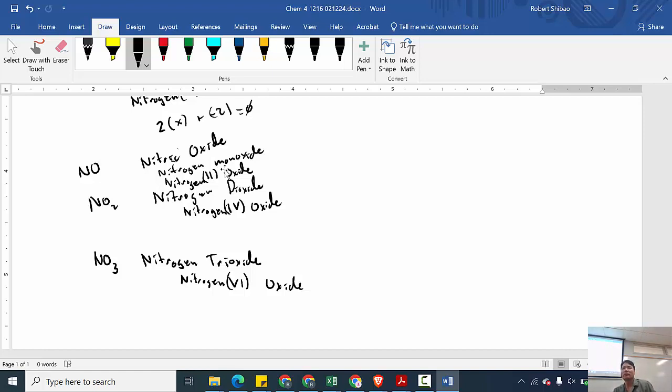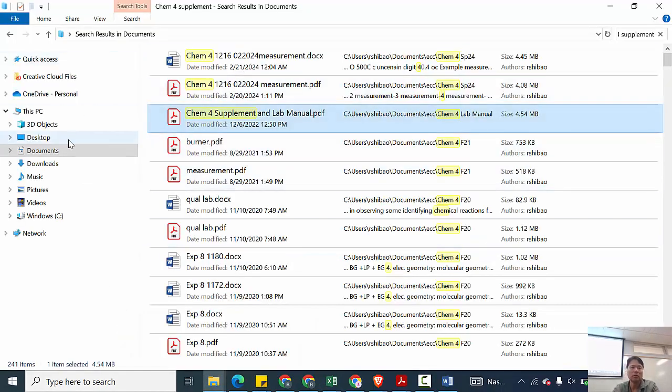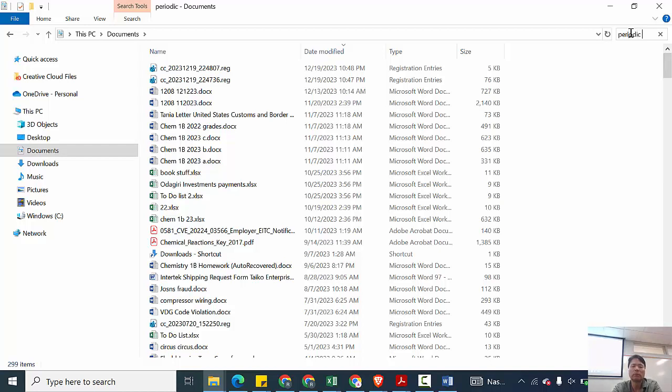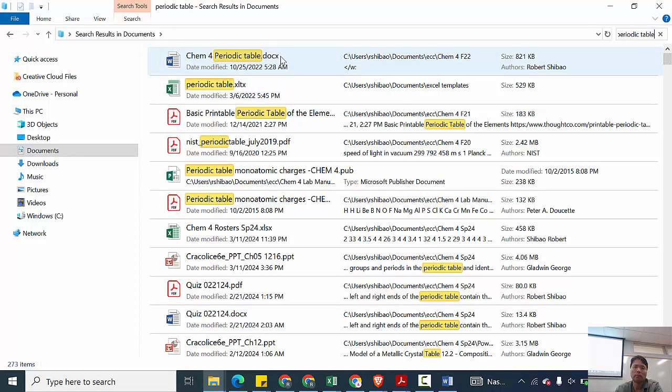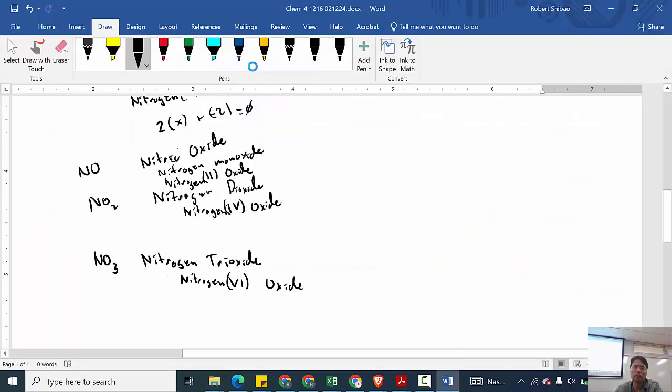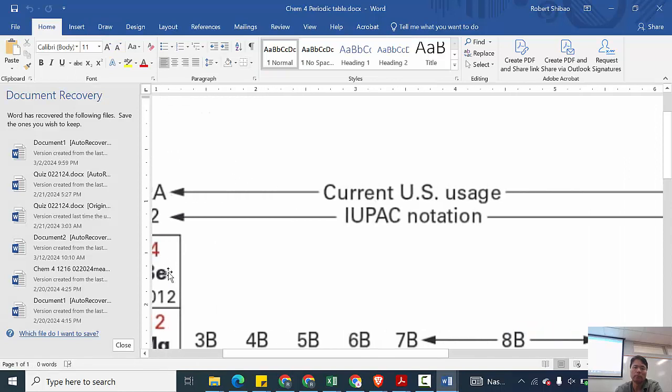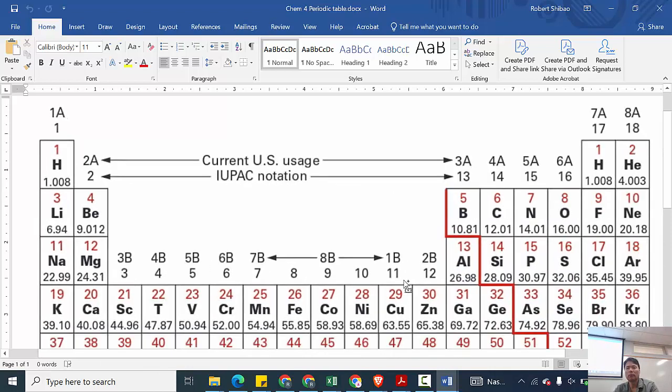Nitrogen trioxide doesn't form. Why? Nitrogen would be highly unstable if it became a 6. Why is that? Because nitrogen is... What is the range of charge for nitrogen?